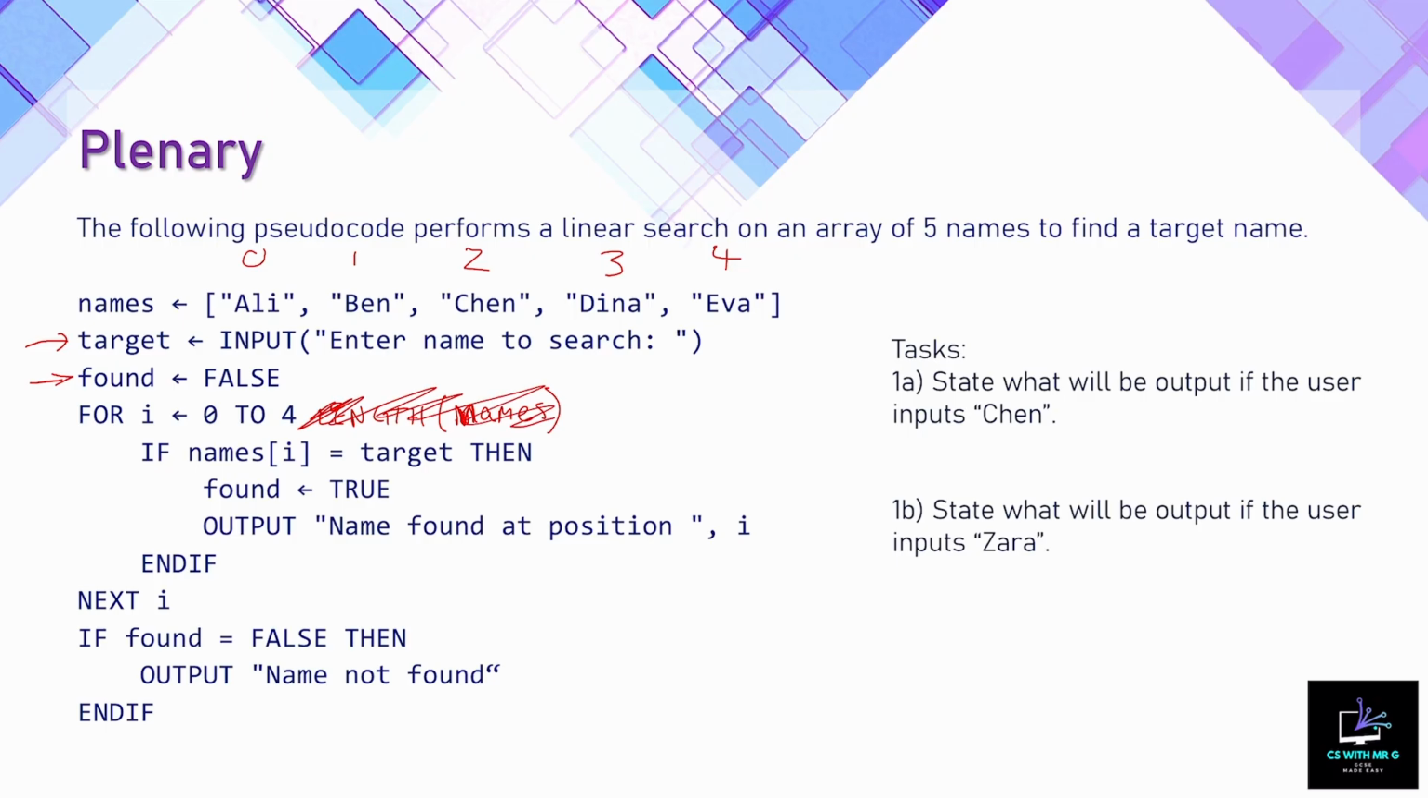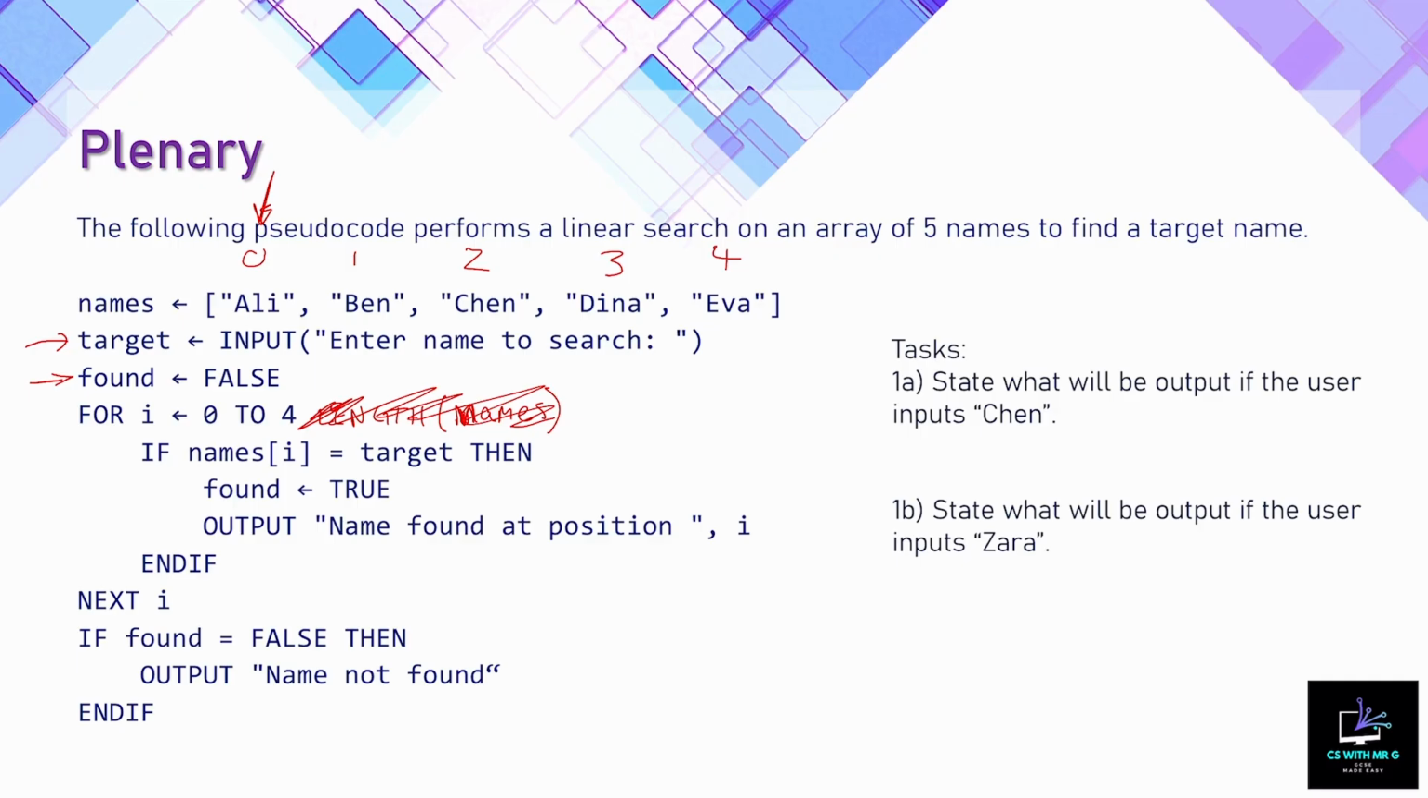Then I check if names position I, and as we know, I is represented by 0 in the first run, which is this position here. And I'm checking if it equals the target, so it's seeing if the input matches position 0. Okay. If it does, then I set the found variable to true.